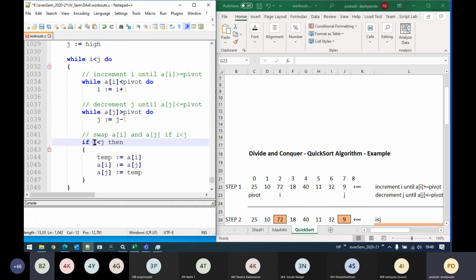Is i less than j? Is it true? Yes, sir. i means 2, j means 7. 2 is less than 7. Since the condition is true, what has to be done?